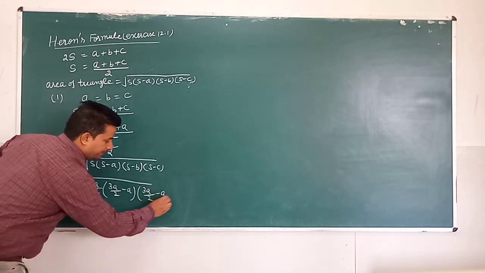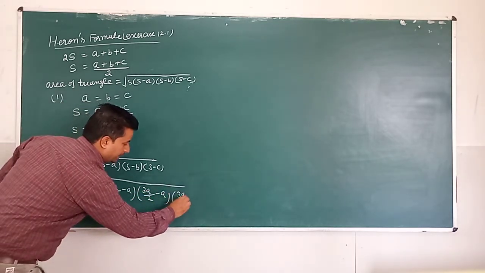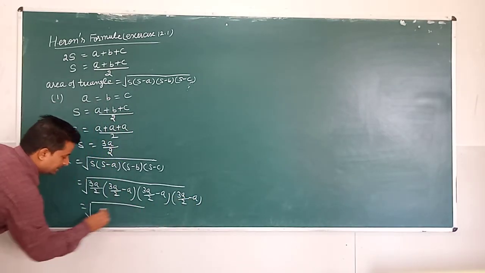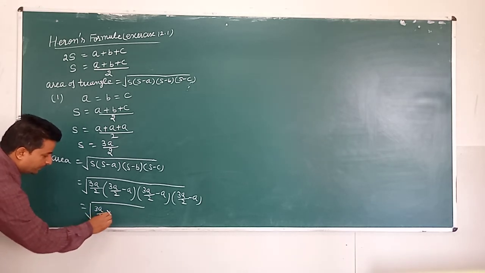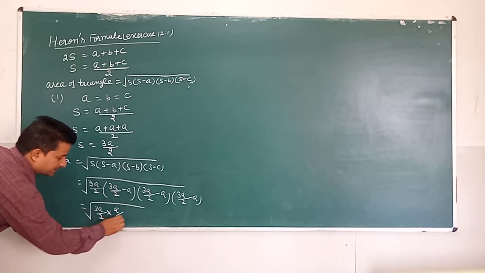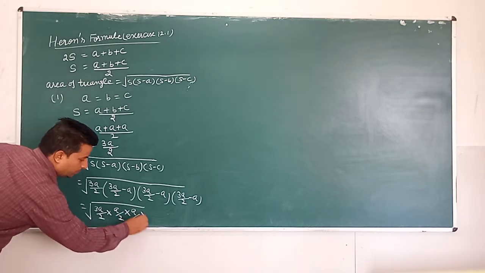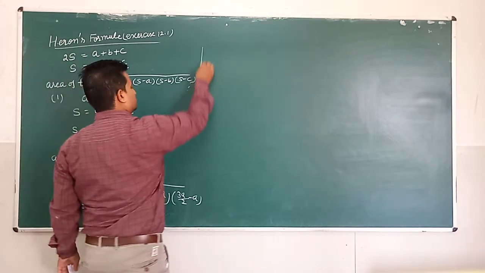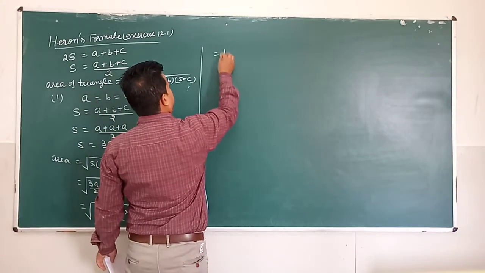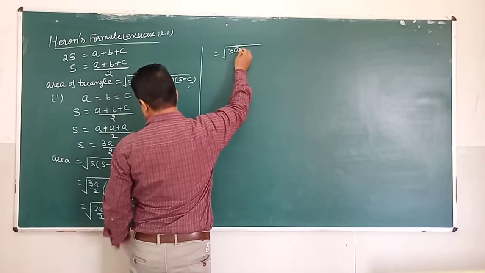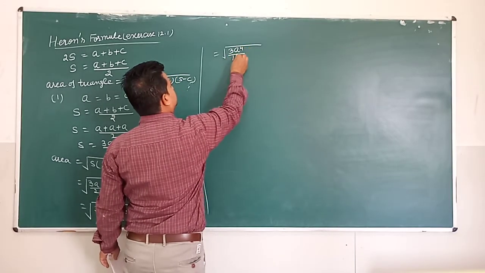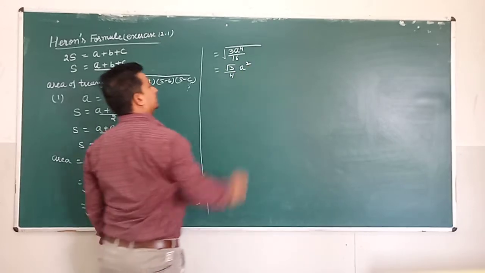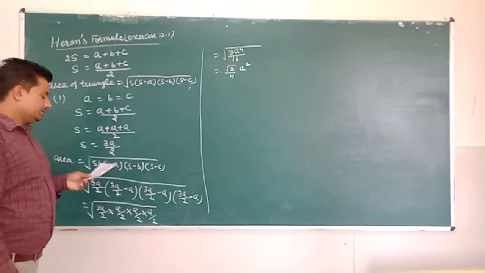b is also a. When we solve this, 3a upon 2 minus a is a upon 2, and the same for each factor. So this is equal to the square root of 3a⁴ by 16, which is root 3 upon 4 a square. This is the area of this signal board.